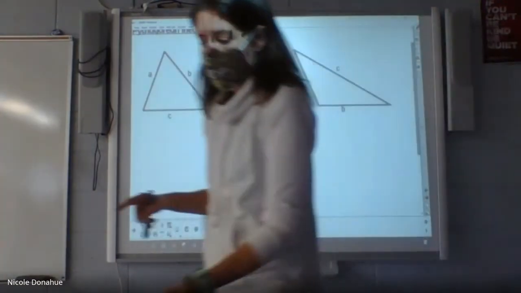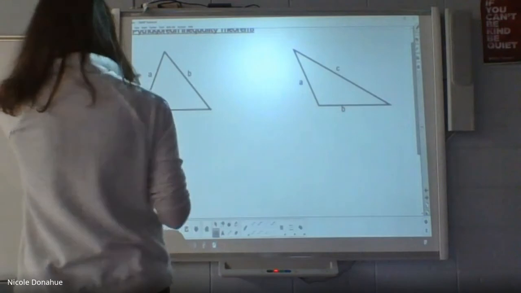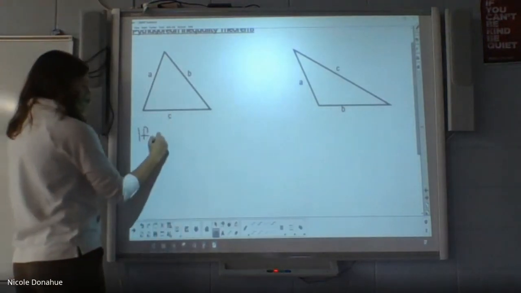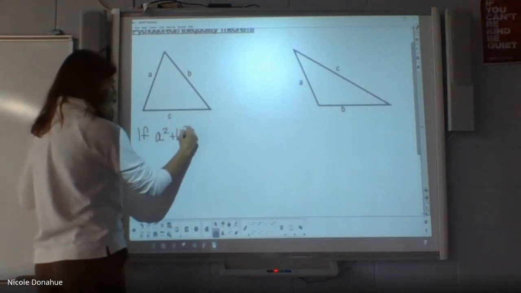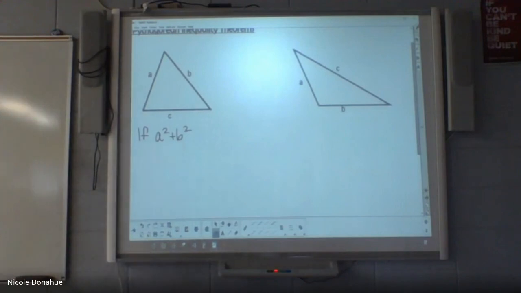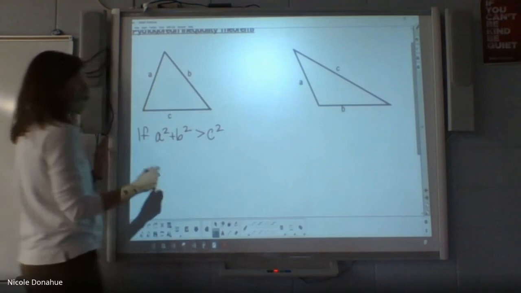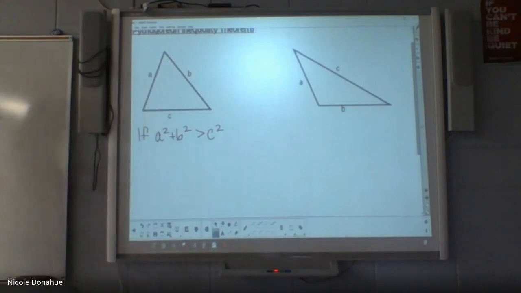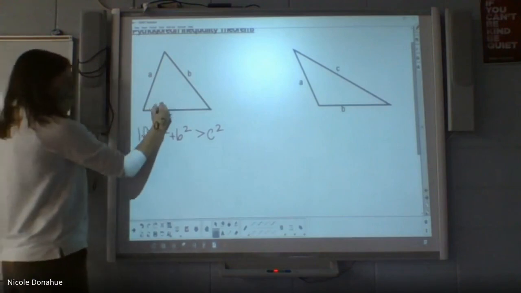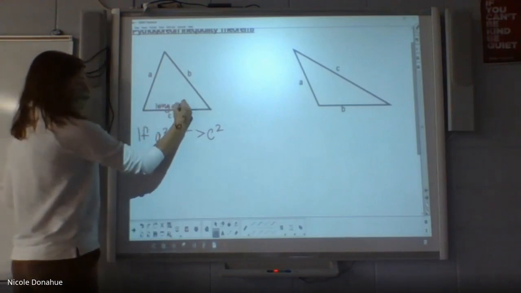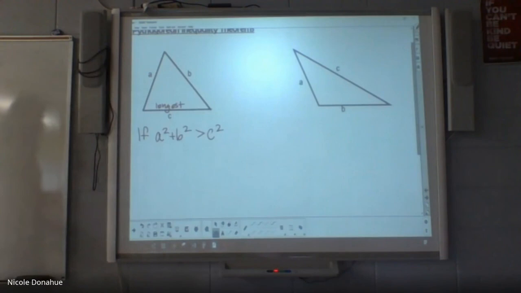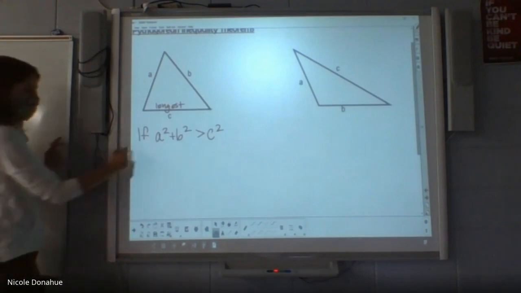So if I'm doing this problem, if a squared plus b squared is greater than c squared, so these two squared is greater than the third side, which is the longest side, then it has to be an acute triangle.